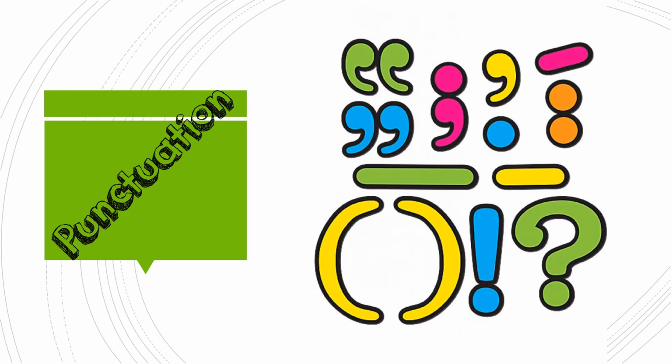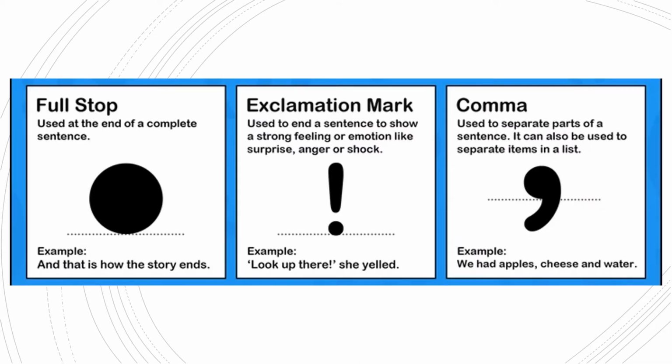Punctuation. We get a lot of different punctuation marks. We are going to look at a couple of these. Full stop: used at the end of a complete sentence. Example: And that is how the story ends. Full stop. Exclamation mark: used to end a sentence to show a strong feeling or emotion like surprise, anger, or shock. Example: Look up there! she yelled.